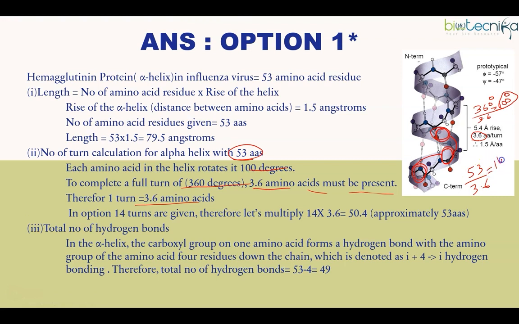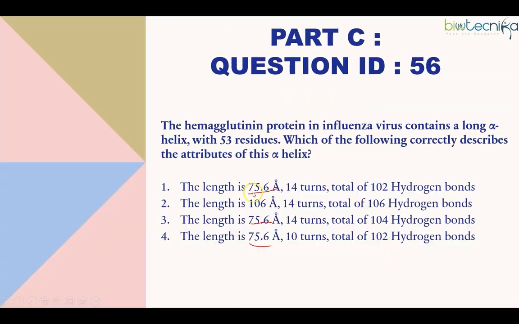Somewhere around 14 turns you will get. So if you compare 14 into 3.6, yes, roughly you are getting the same number of amino acids. So yes, 14 turns you have to look. Again here in this option and this option, 14 turns is correct. Okay. Now number of hydrogen bonds, 102 or 104.